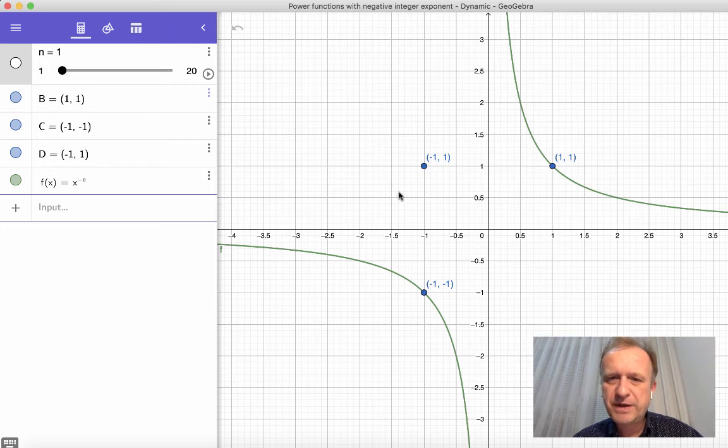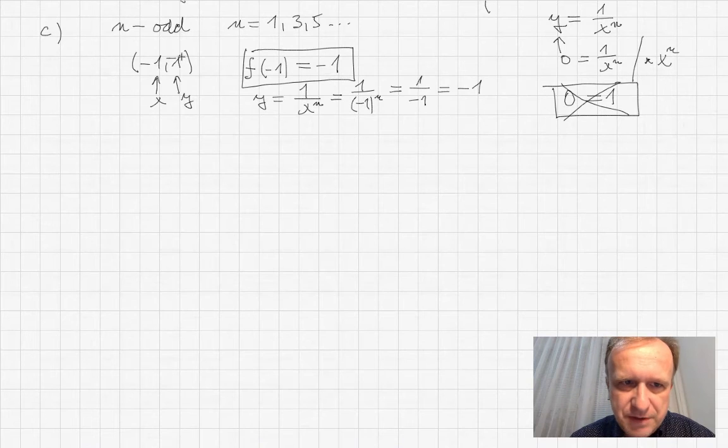Now we should try to explain why this behavior happens. Imagine that you take the function value at x equals 0.5, and we have to explain why this point, with coordinates 0.5 and 2, moves upwards when n increases from 1 to 2. Okay, so let us see. Imagine that we have the function y equals 1 over x to the power of n.